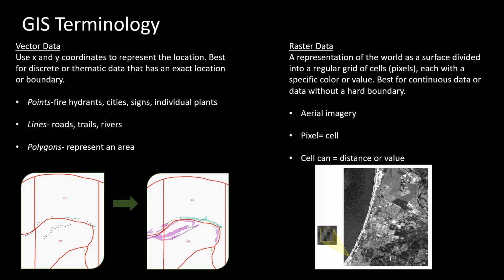Whereas raster data is a representation of the world as a surface divided into a regular grid of cells or pixels, right? And so we use raster data to represent continuous data or data without a hard boundary, such as elevation data or precipitation data. And raster data can also include aerial imagery. The important thing to remember about raster data is that it's this grid of cells, right? And if we zoom in super far, we'll see those boxes or those cells. And those cells are going to represent a distance or a value such as precipitation or elevation or the reflectance of light.